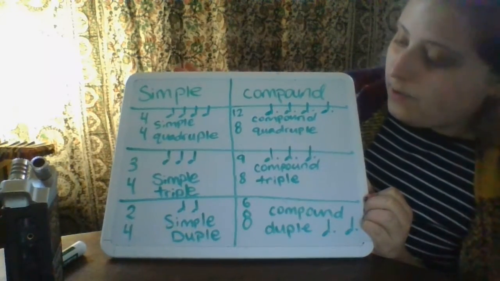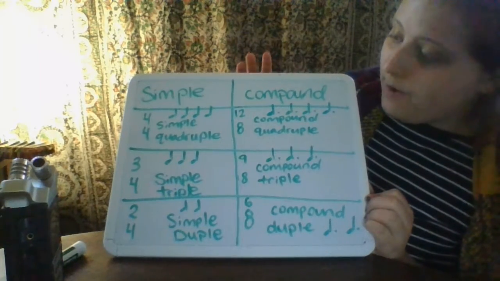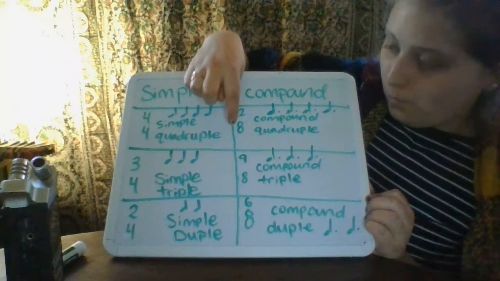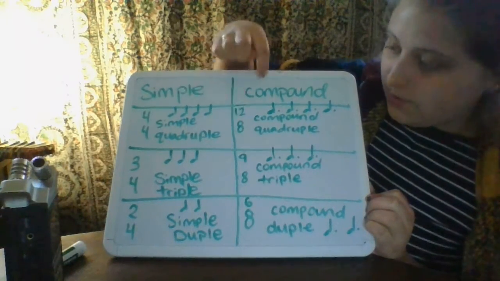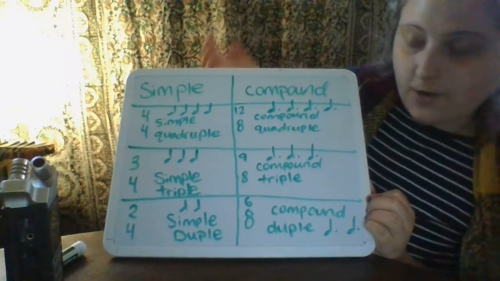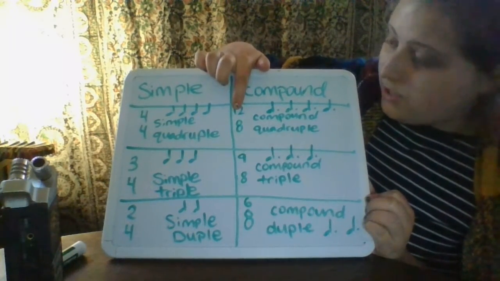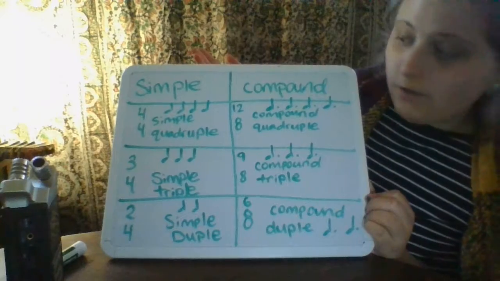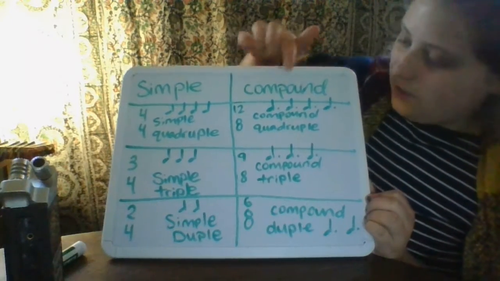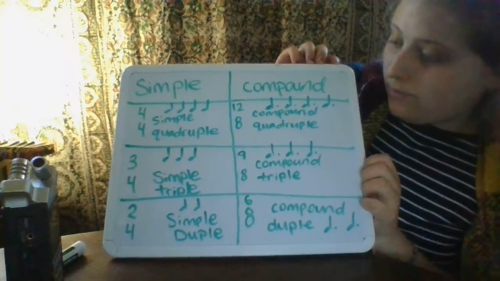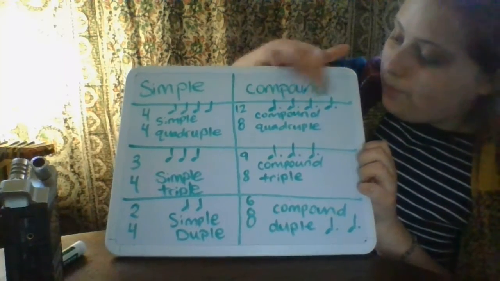So that can be a little bit confusing, but just remember that always the bottom number tells you which type of note gets the beat. So I see an 8. Okay, I know eighth note must get the beat. Up here, that tells you how many beats are in a measure. I see a 12. There must be 12 eighth notes in a measure. We don't have 12 beats here because it's quadruple. We're grouping those 12 eighth notes into a group of 4.